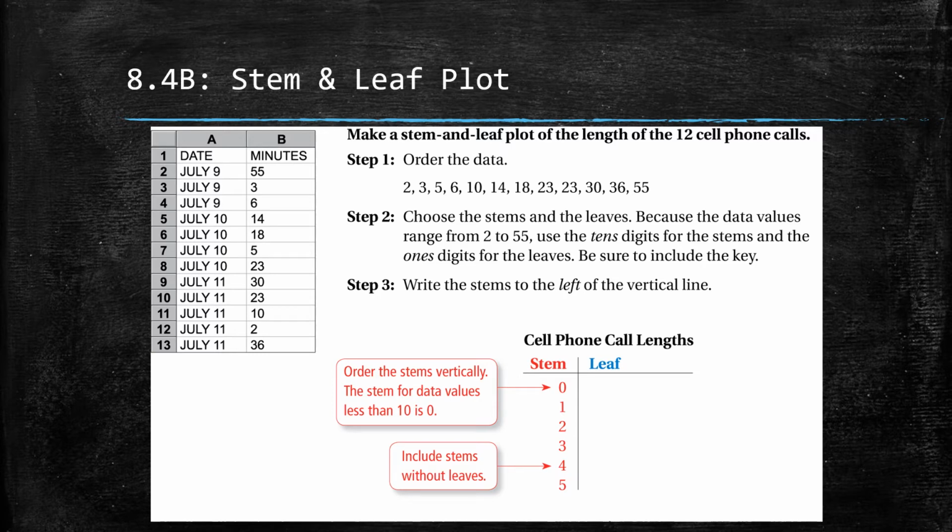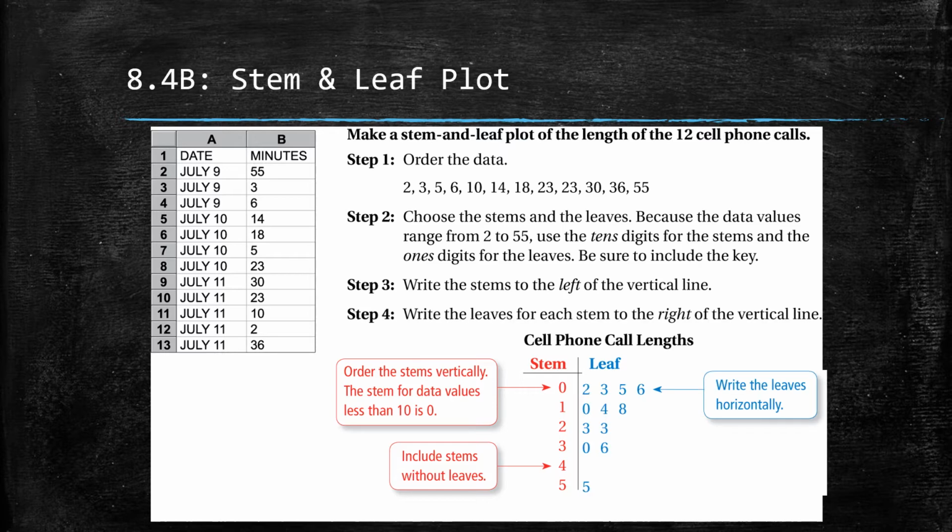So when making my stem and leaf plot, I'm going to vertically write down the digits that represent the tens. So I have 0 all the way up to 5. And you want to make sure you include every digit from 0 to 5. Then I can go ahead and horizontally write my leaves in. Once you do that, and you've accounted for each data point, then you can create your key.